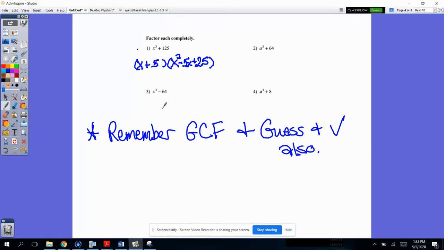Okay, I'm just going to do this one. This one is a difference of two cubes. This will be an x. Keep the sign, minus. Cube root of 64 is 4. Square the first term. Multiply together, change the sign, that's a plus 4x. Square the last term, that's a plus 16.